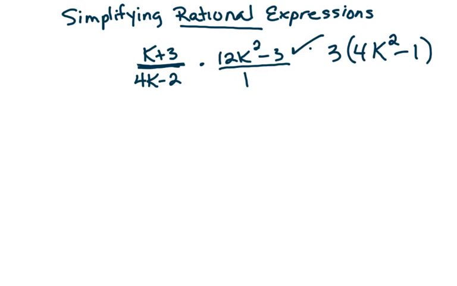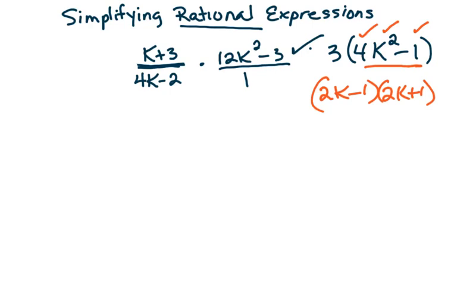Okay? Well, now, when I look at this part of the expression right here, that is the difference of two squares. This 4 is a square number, k squared is a square number, and 1 is a square number. So I can say this. That turns into 2k minus 1 times 2k plus 1. And then I have the 3 hanging out there by itself.